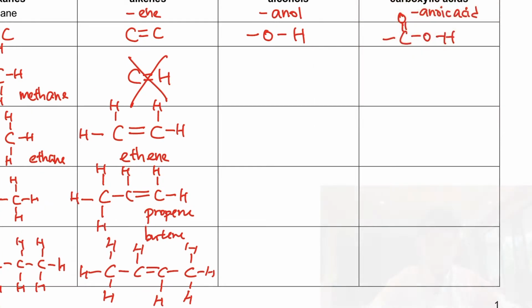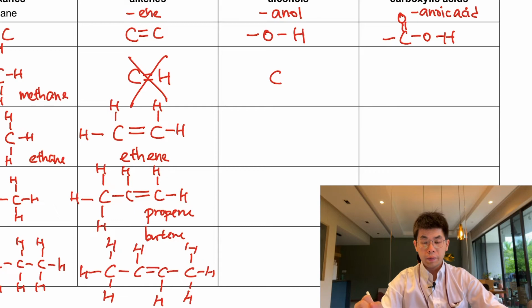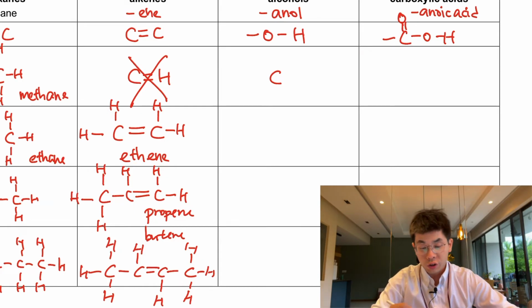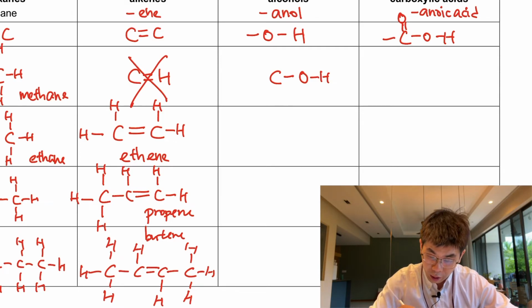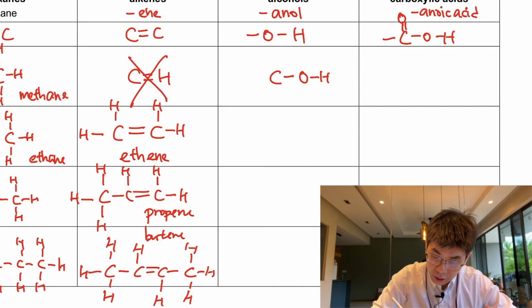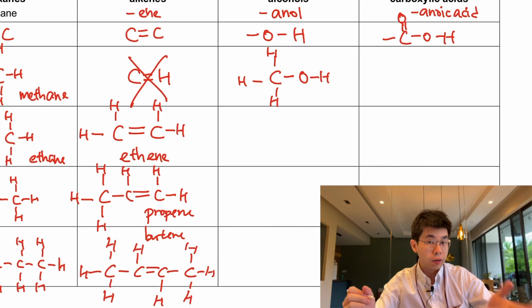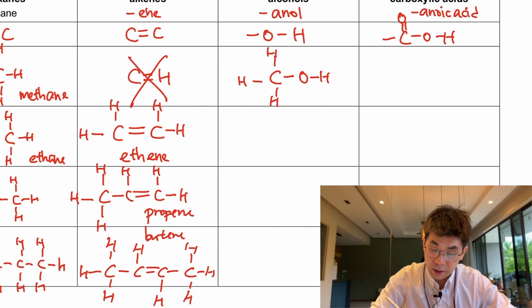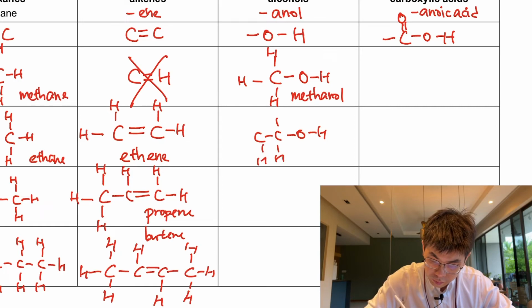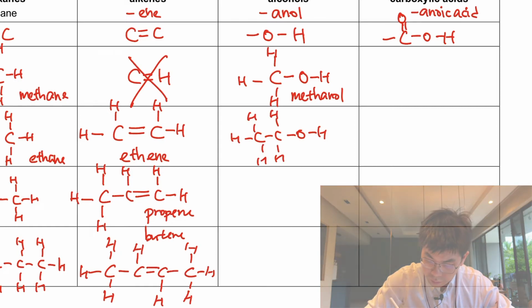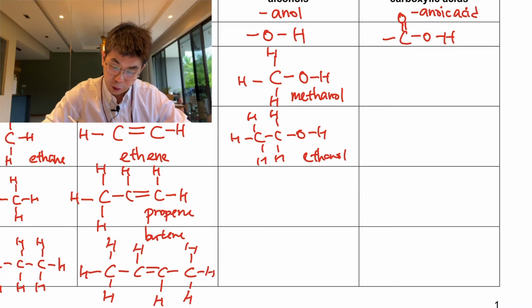So alcohol 1, alcohol with 1 C, right? I know that alcohol must have an OH functional group, the hydroxyl functional group. And then I draw in, look at my carbons. Oh, this carbon got only 1 bond, so add 3 more. And H. Okay, so maybe you can pause the video here and then draw for the rest and then we can see. So this is methanol. And this is ethanol. And propanol. And so on.